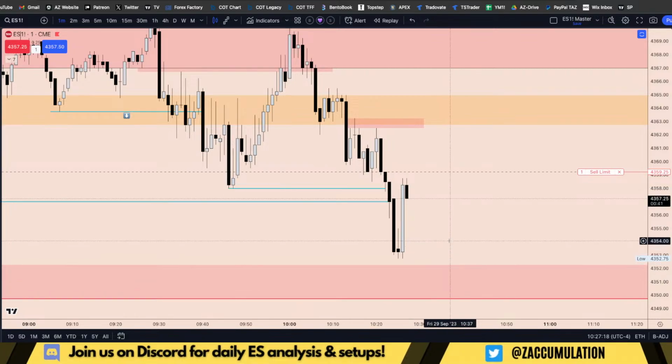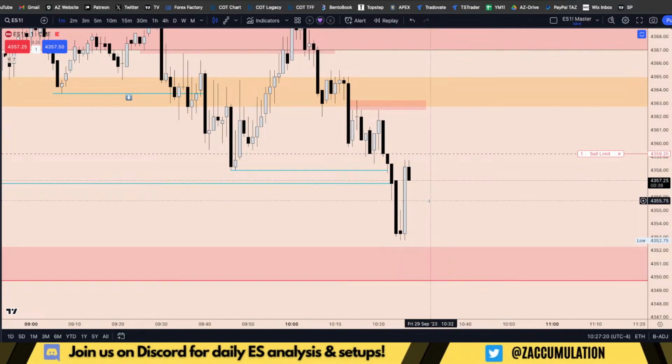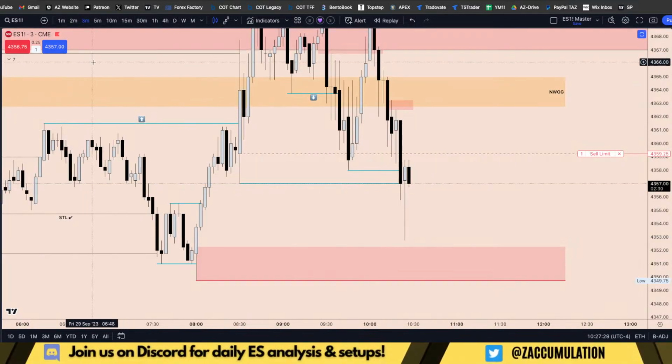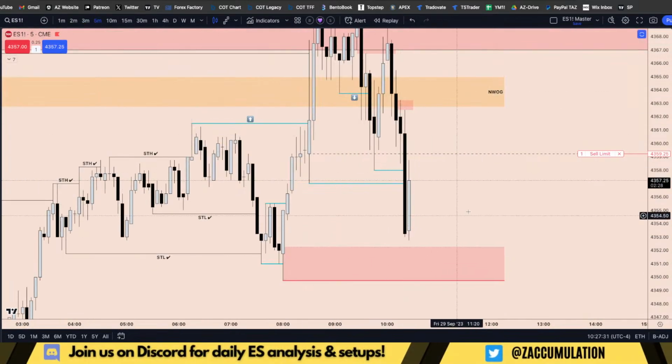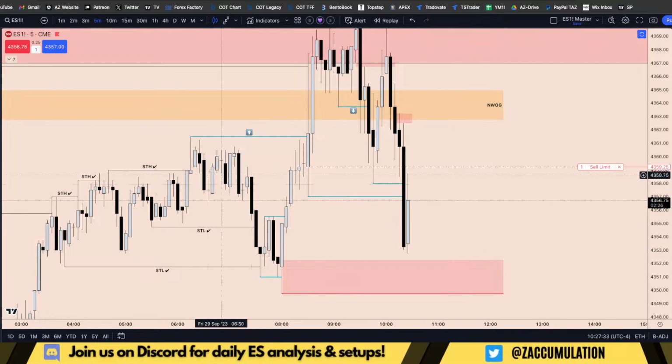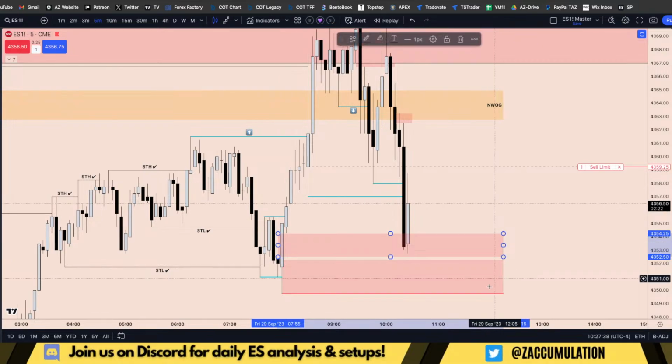What's the time? It's 10:26. We ignored this bearish fair value gap. We went inside this bearish fair value gap right here now. 3 minute. 5 minute. We tapped inside of the 5-minute bullish one, paired with the order block.